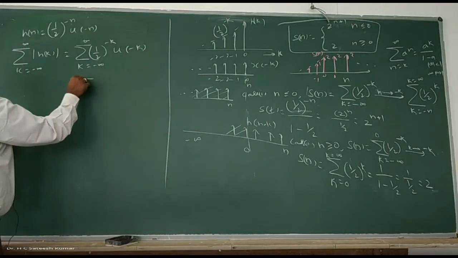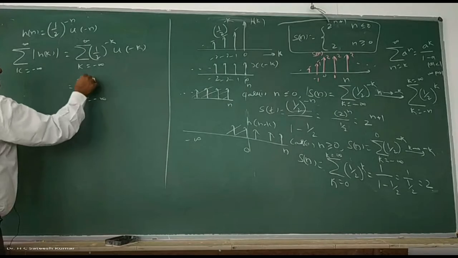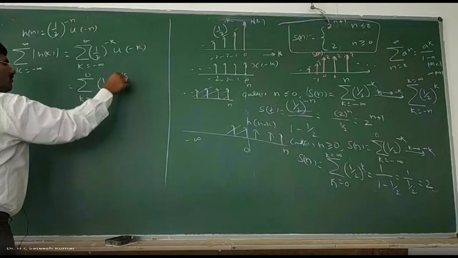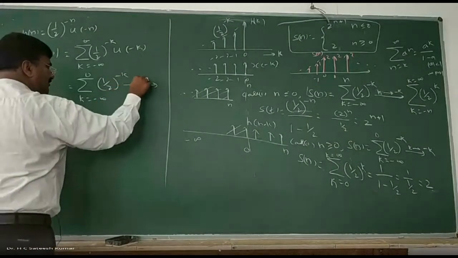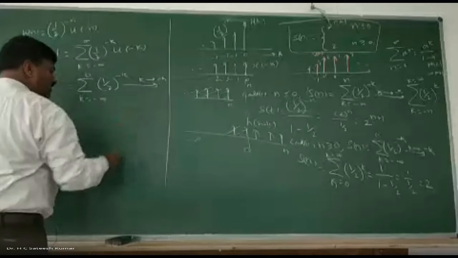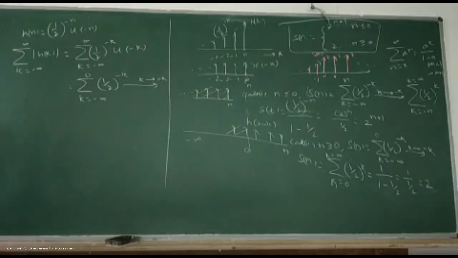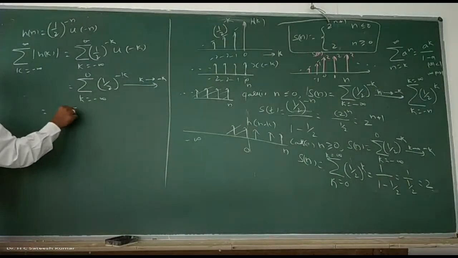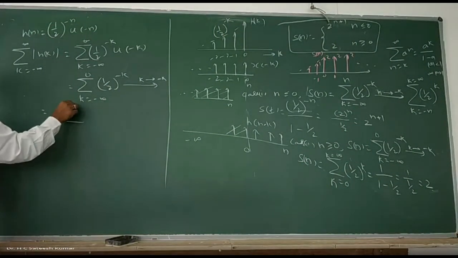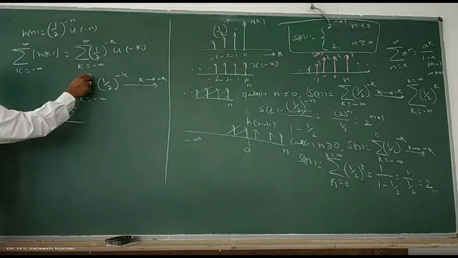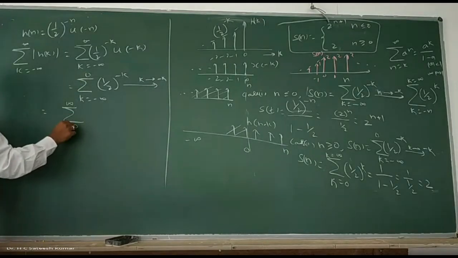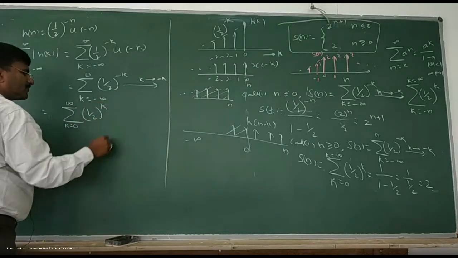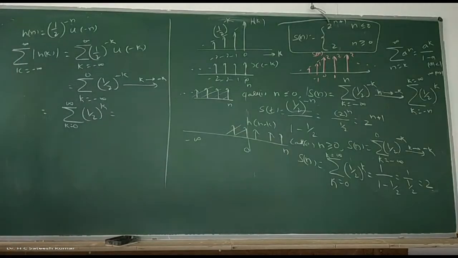So summation k ranges from minus infinity to 0, half to the power of minus k. Once again, we don't have a formula for this one. Replace k by minus k. When you replace k by minus k everywhere, it will not change anything, but you have to change the limits as well. So minus k equal to minus infinity, therefore k is equal to infinity. Minus k is equal to 0, therefore k is equal to 0. So this is equal to summation from 0 to infinity, half to the power of k.